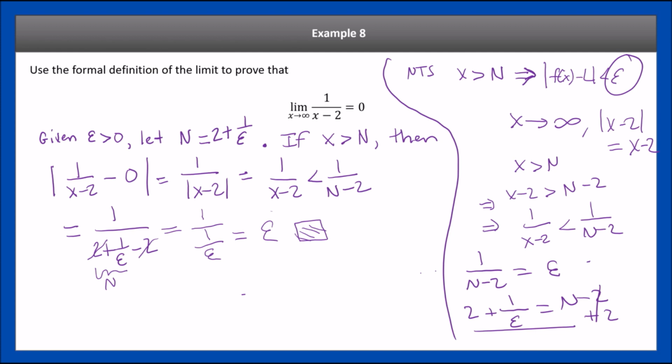Okay, so these are actually not so bad. It takes a little bit of experience to do any of these proofs, but they're not too bad. We showed that that's less than epsilon, so we're done.